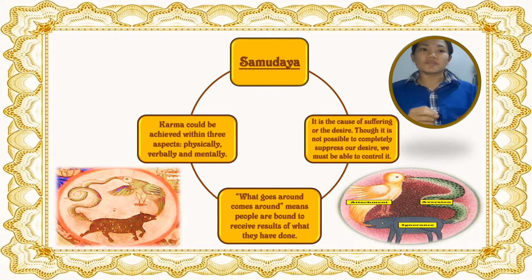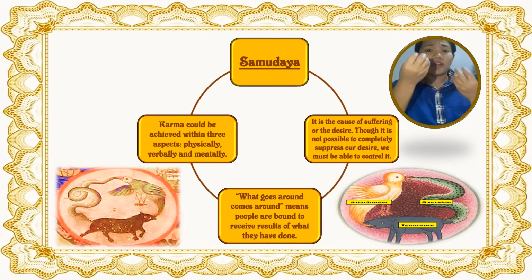So karma could be achieved within 3 aspects. It could be physically, it could be verbally or spoken. If you say bad thing to other people, of course, other people will say bad thing to you. If you hurt other people physically, of course, they will hurt you. Okay, but if you give them love, they will give you love. And then, karma also can be achieved through mentally or emotionally. That is samudaya.